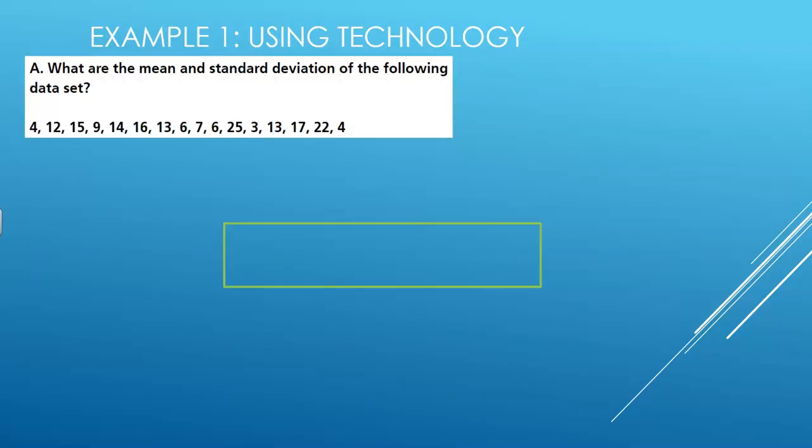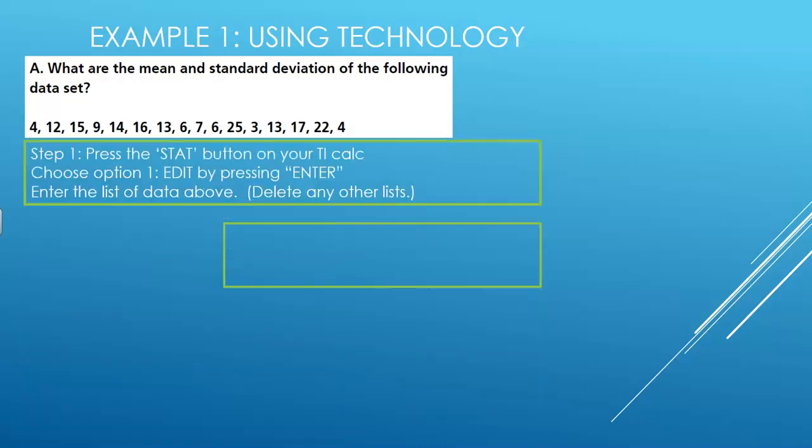I'm going to show you some steps on how to use technology to find the mean and standard deviation. Maybe you've done this before. That would be great. It doesn't hurt to review if you haven't done it in a while. So here's my data set, just in random order. The first thing I do is press the Stat button on my calculator. It's in the second row, the third button over.